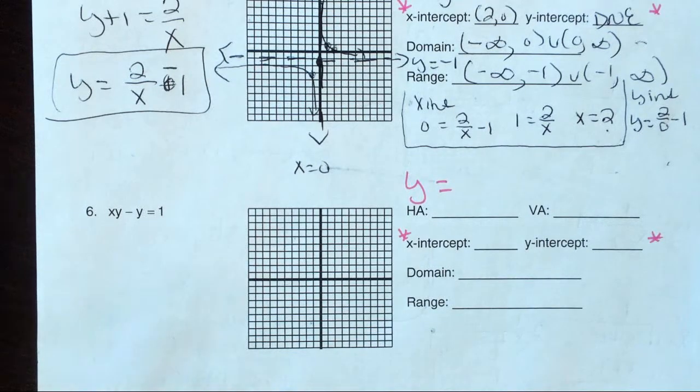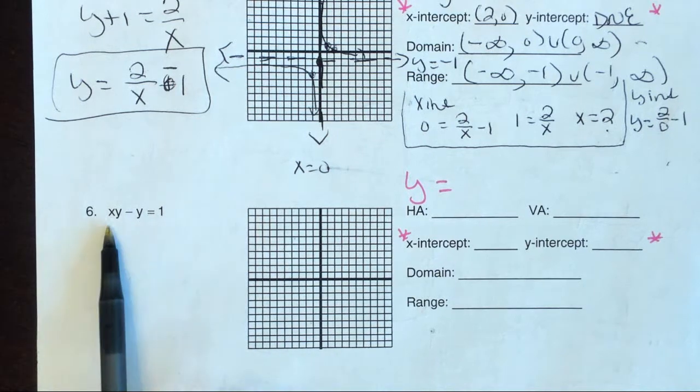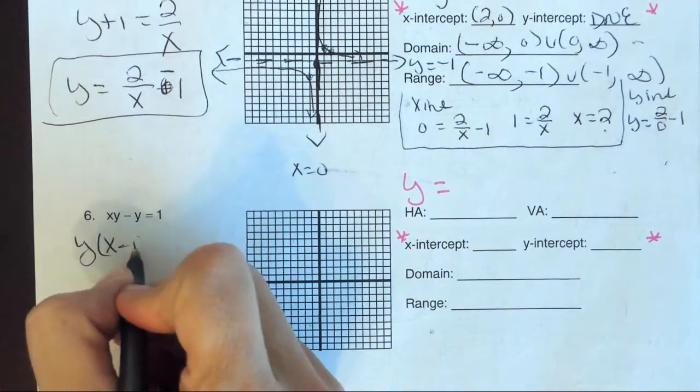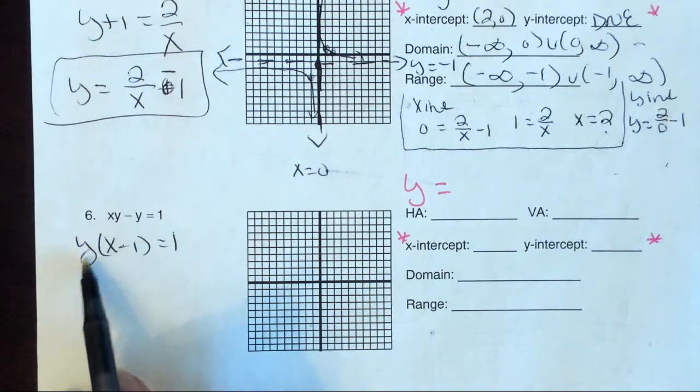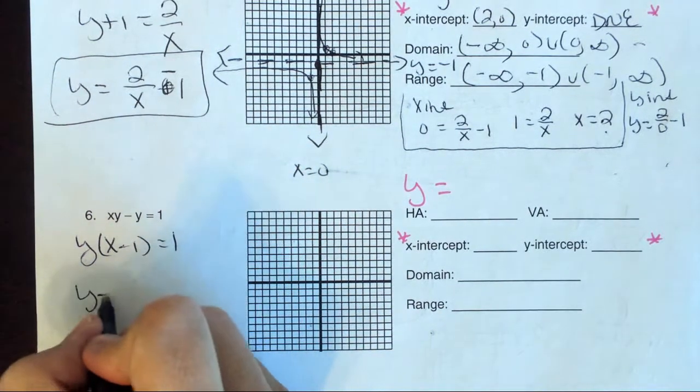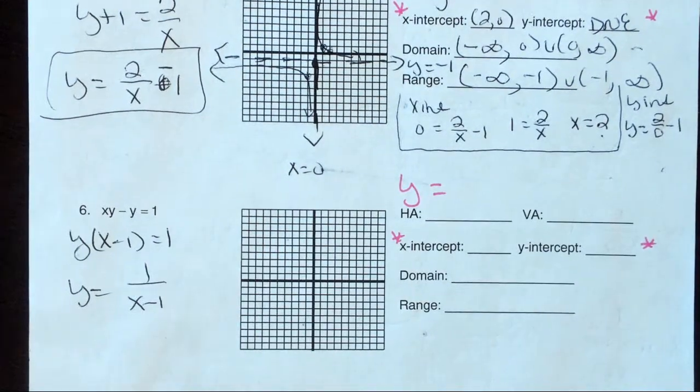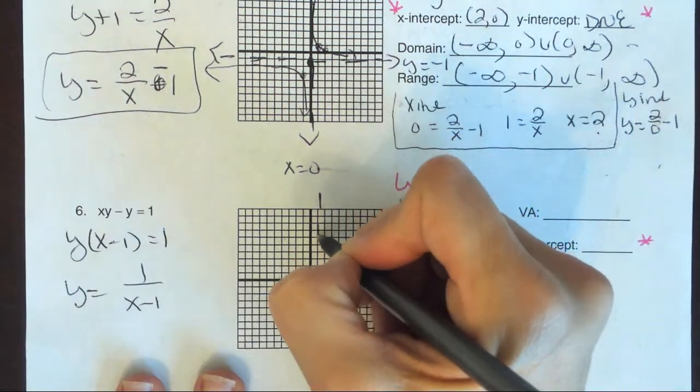All right, last one from this worksheet. You're going to do it a lot like number 5, but the first thing we have to do is factor out a y. So we're going to have y equals x minus 1. Now to solve for y, I'm going to divide. So y equals 1 over x minus 1. So this is going to be a reciprocal function, and it's going to shift 1 to the right. So I'm going to go 1 to the right.